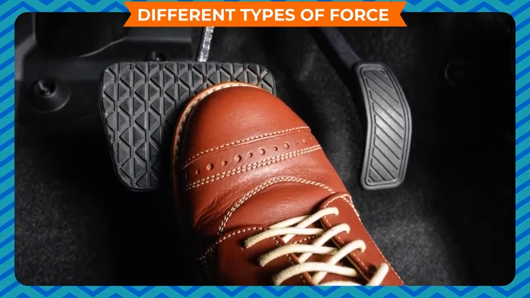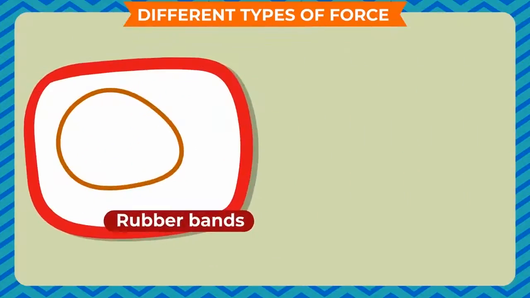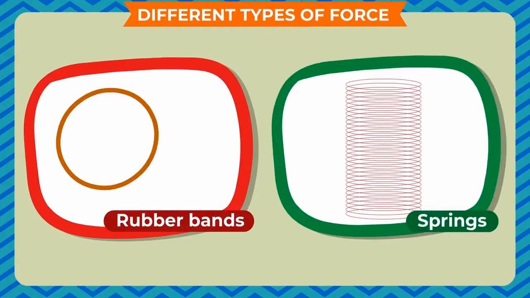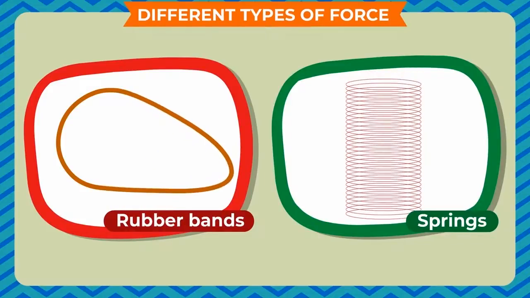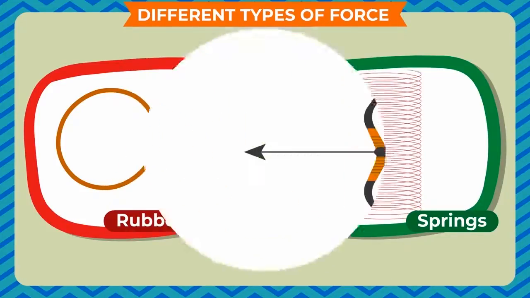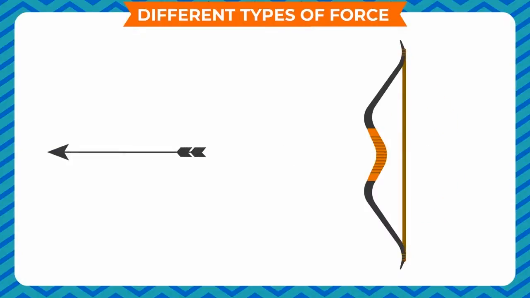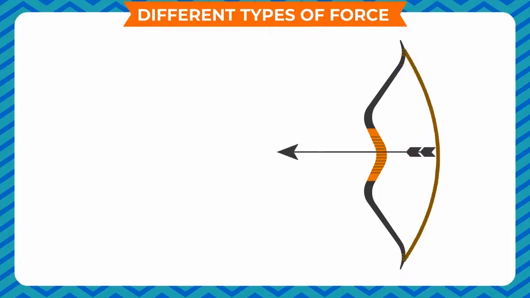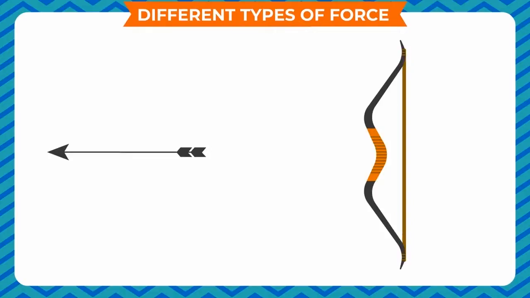When we stretch things such as rubber bands, springs, or elastic, they can come back to their original shape. It is known as elastic force. We can shoot an arrow with the help of a bow. To shoot an arrow, we stretch the bowstring. The bowstring stretches and helps the arrow to move forward.